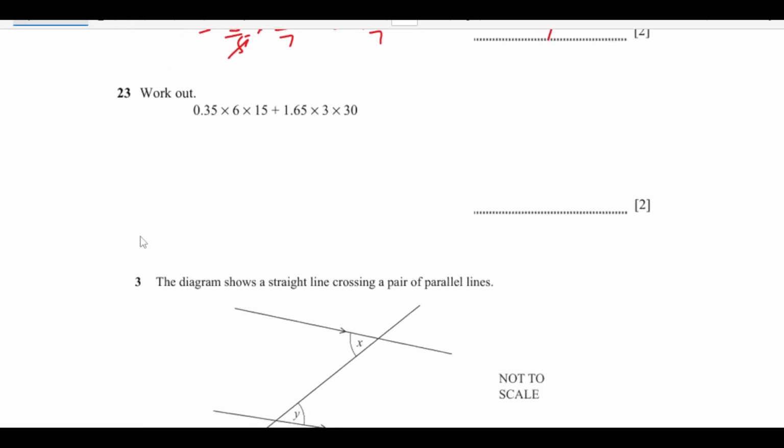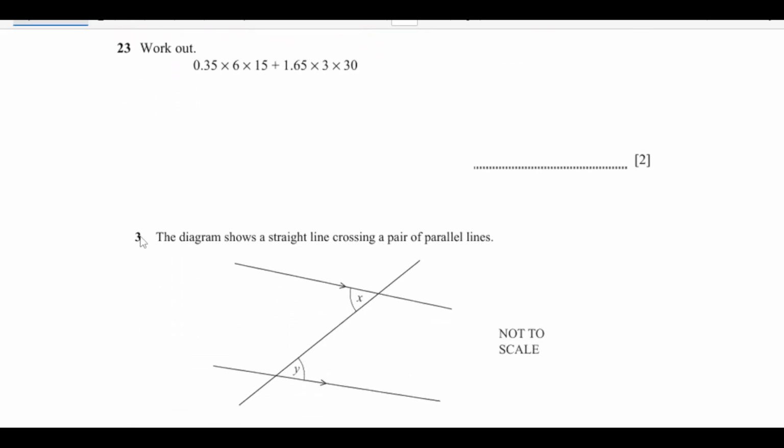Okay. Now next question, work out. We have these calculations. So in these kinds of questions, don't just try to start doing the calculations. First figure out what exactly you see over here. So try to figure out first, do you have anything common here? So if I multiply this and this, 0.35 times 16 times 5, 15 times 6 is 90, plus 1.65, 3 times 30 is also 90. Okay, so now 90 is common.